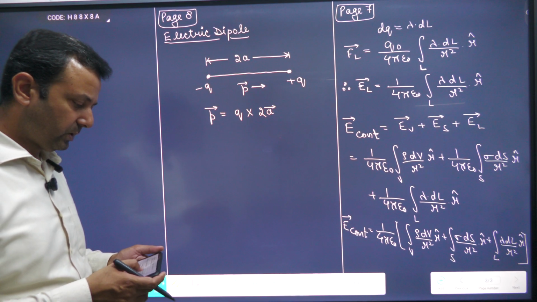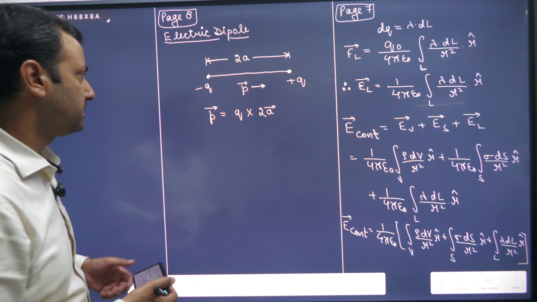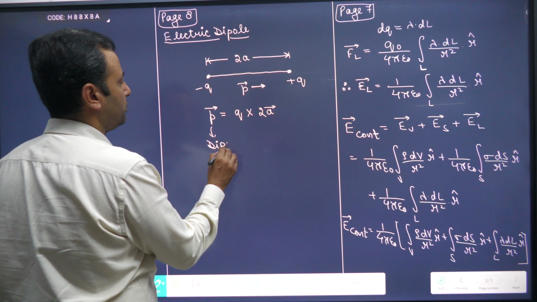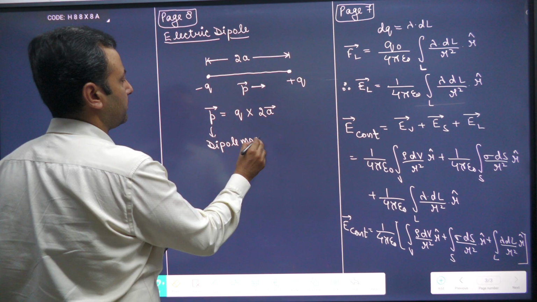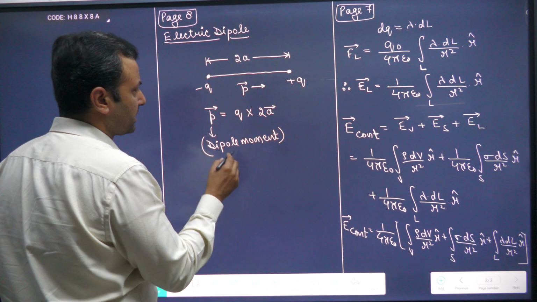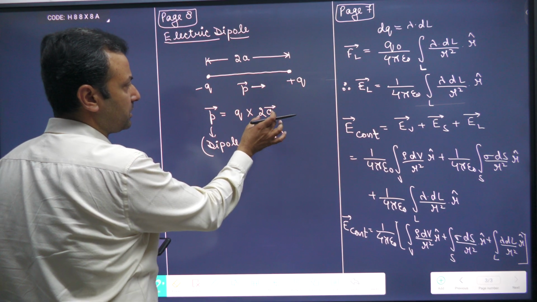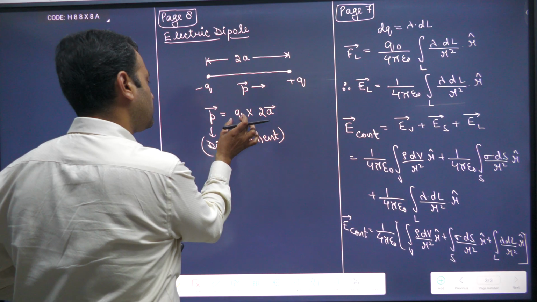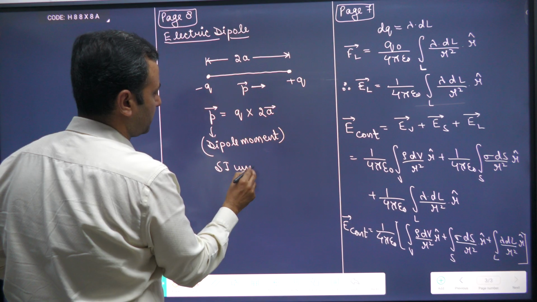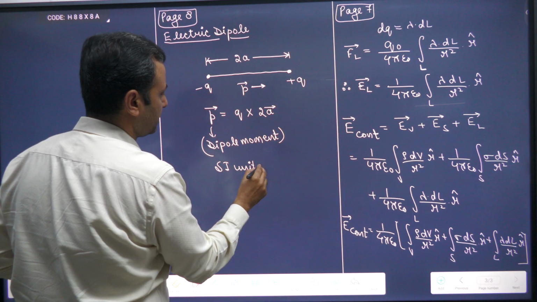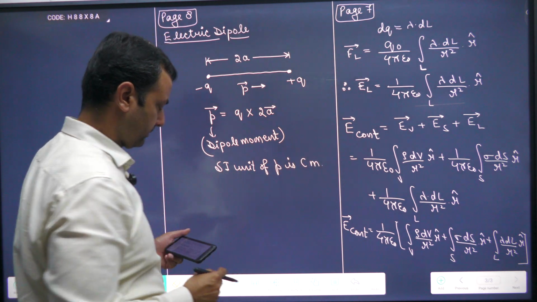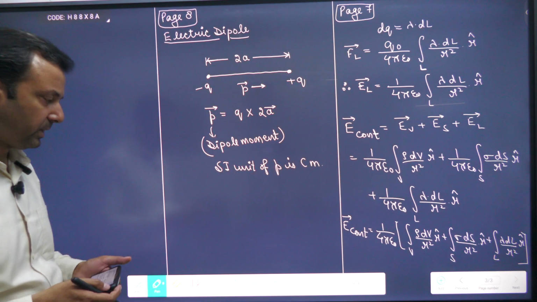p is equal to q into 2a. This is called dipole moment. What is its SI unit? This is q and this is 2a. 2a means distance. So q is in coulomb and distance is in meter. So the SI unit of p is coulomb meter.